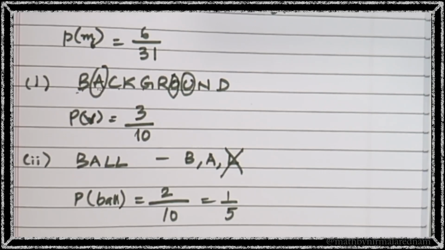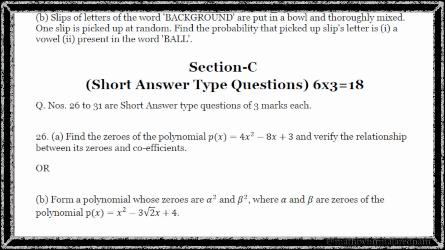So the next section, section C, has 6 3-mark questions. Each question carries 3 marks and there are 6 questions. Let's quickly look at them.